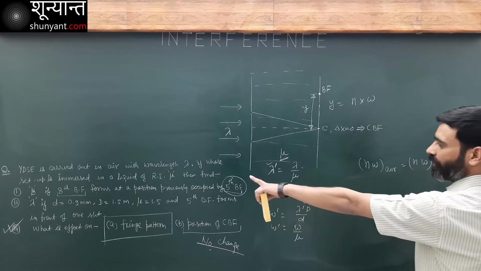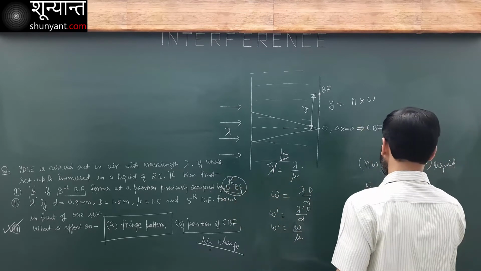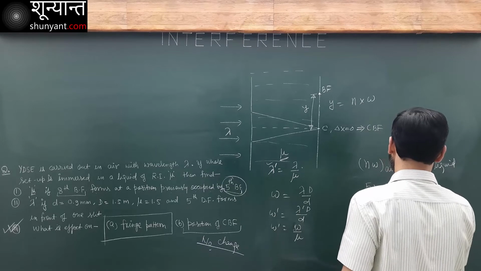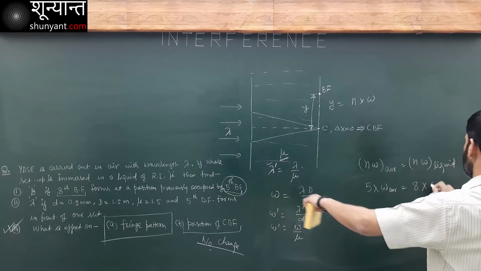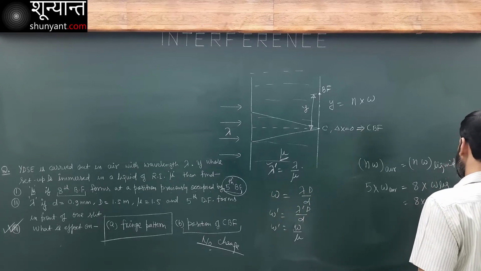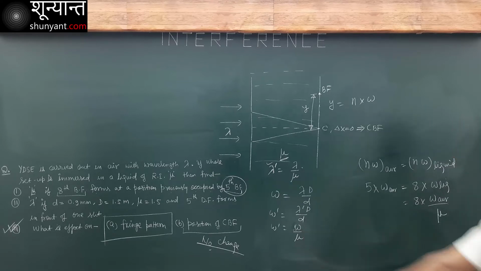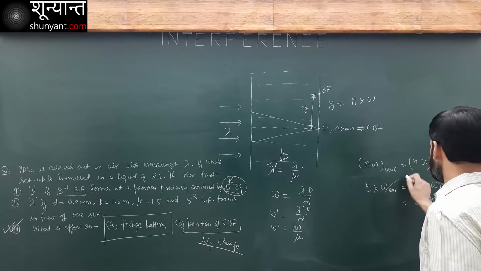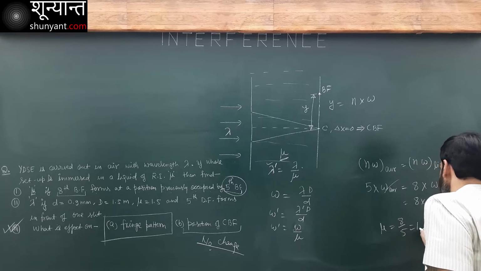In air it was occupying what position? Fifth position. So 5 times omega in air is equal to, now it occupies 8 times omega in liquid. This will be 8 times omega in air over mu. Look at this, that's what I want. So this gets cancelled. I get mu is 8 over 5, which becomes 1.6.